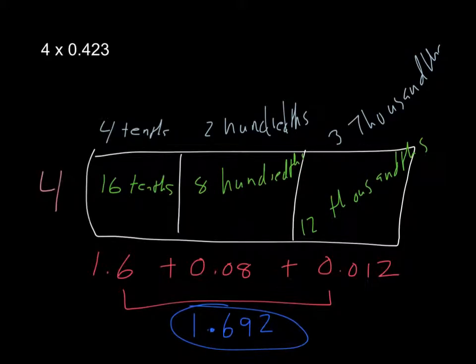Okay, when I solved it, I started with my rectangle, drew a section for each of the 3 digits that I have. I have my 4 that I brought straight down. 4 times 4/10 is 16/10. 4 times 2/100 is 8/100. 4 times 3/1000 is 12/1000. Then I wrote out all the numbers, added them together to get 1 and 692 thousandths.